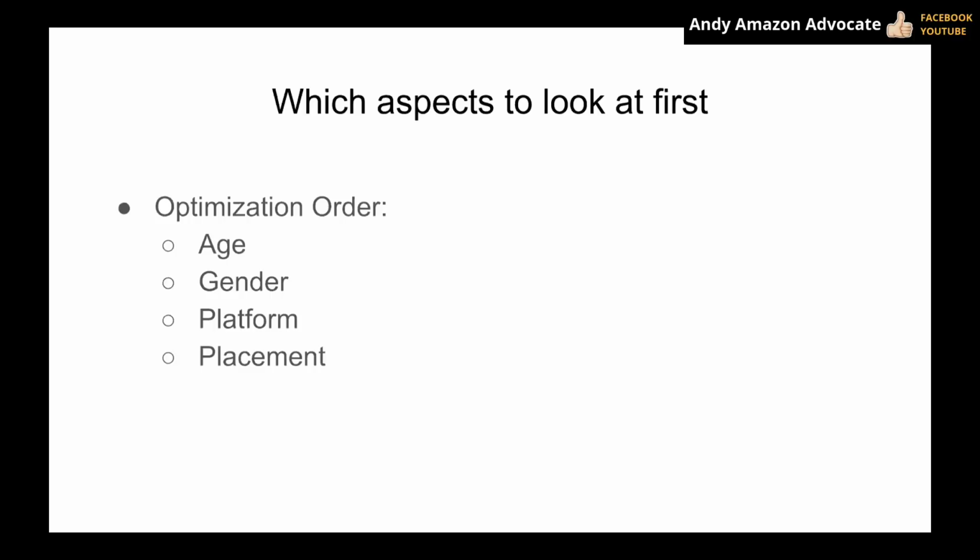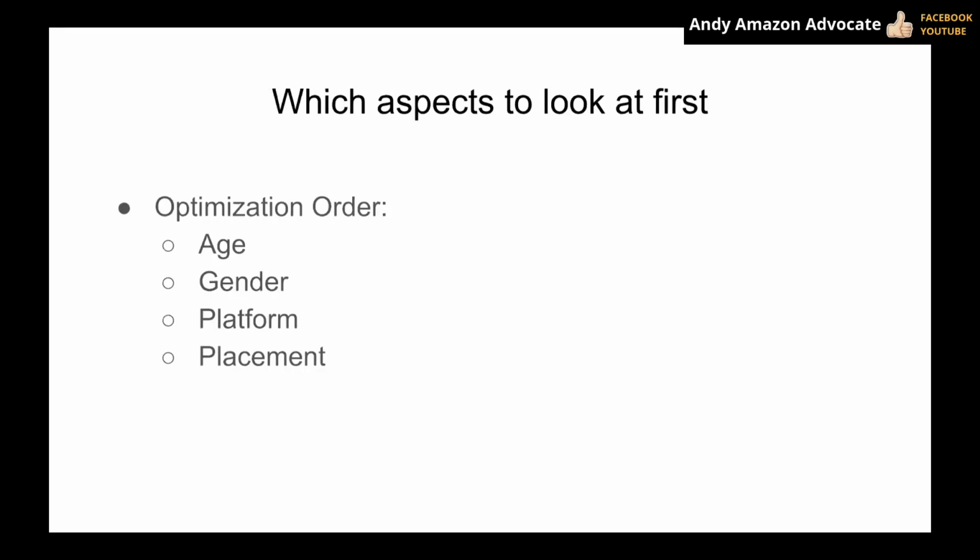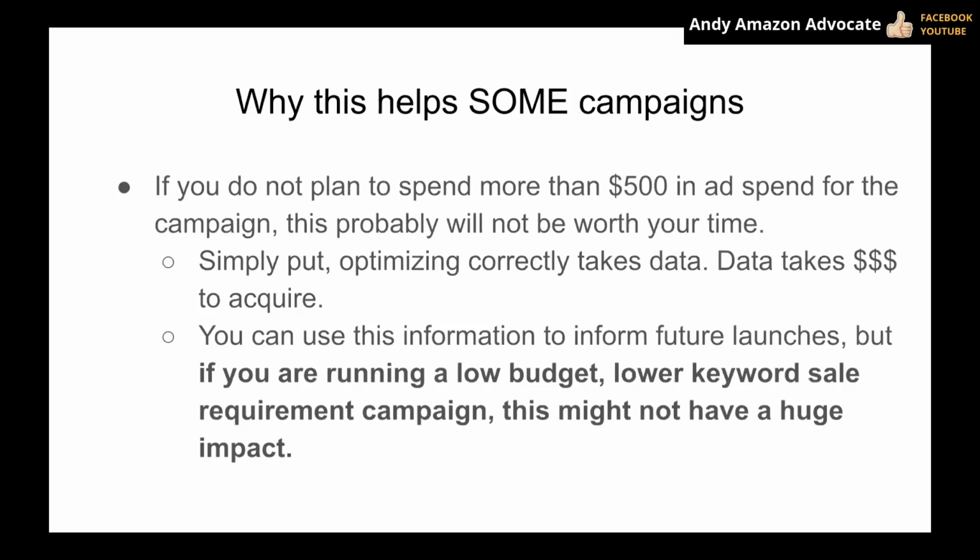You can also do this with gender, platform, meaning Facebook or Instagram, and placement. Is it on the news feed? Is it in the audience network, etc. So this is the optimization order. If you're going through breakdowns to optimize, I would suggest going in this order. This doesn't help all campaigns. It helps campaigns where you have higher budget. If you're spending more than $500 to run this rebate campaign, let's say it's a more competitive type of rebate campaign, you're going to get more benefit out of optimizing by breakdowns because you have more time to optimize.